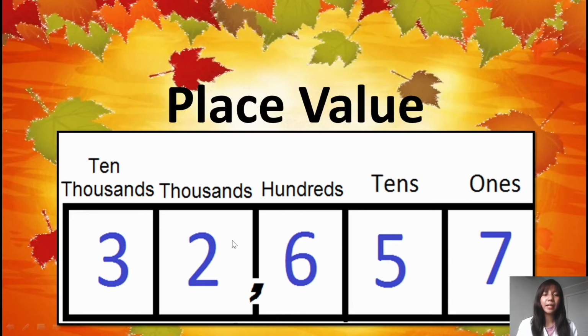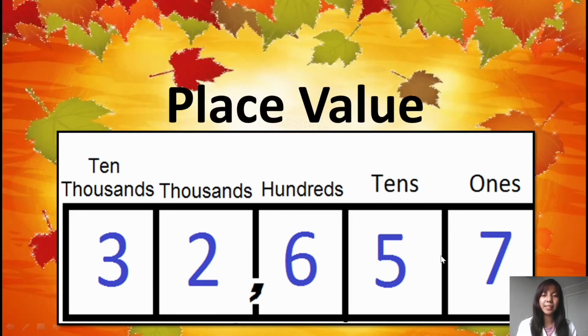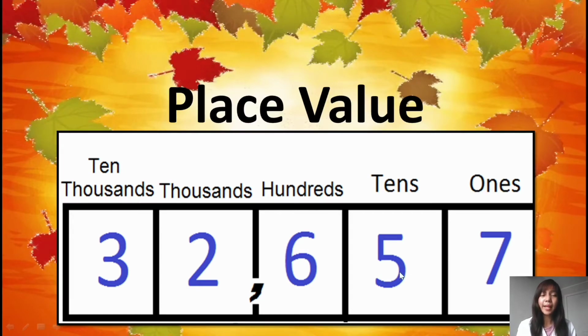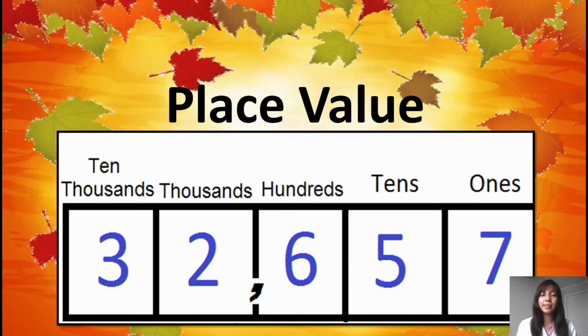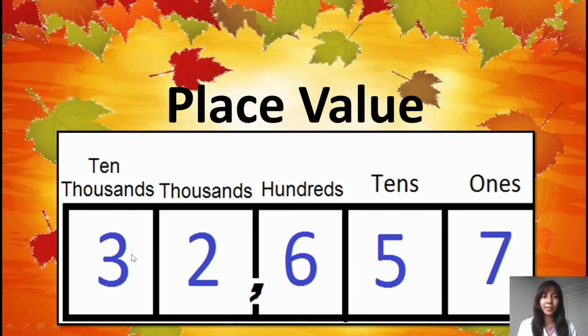So again, we have here the number 32,657. So the place value of number 7 here is ones. Next, the number 5, the place value of number 5, tens, hundreds, followed by thousands, and then 10,000s. Alright?